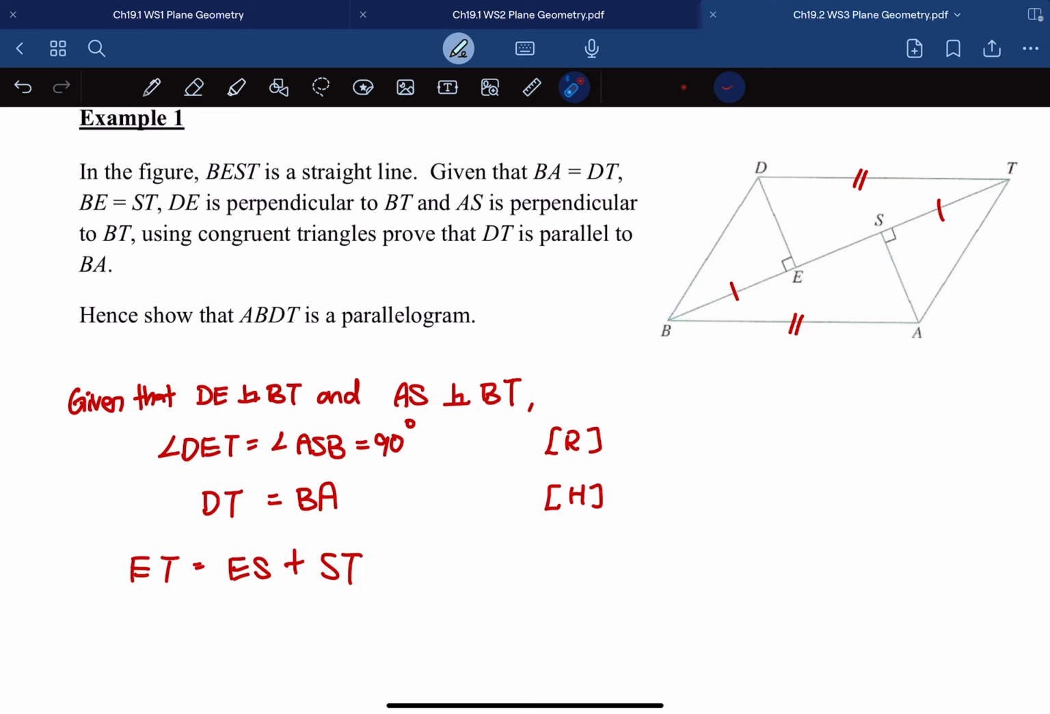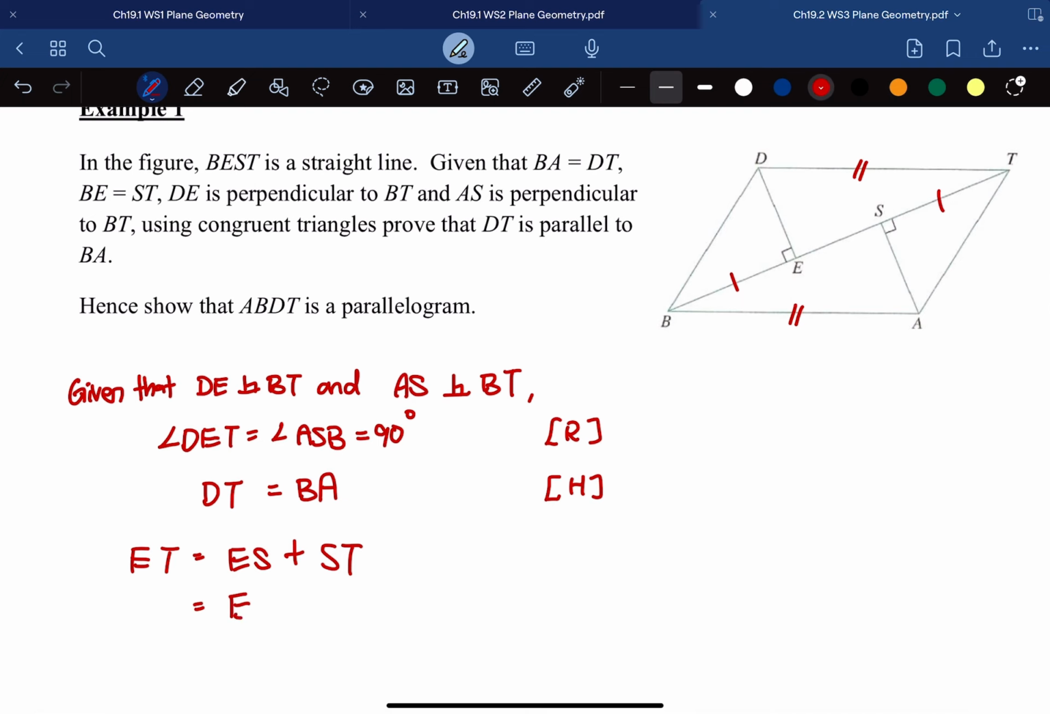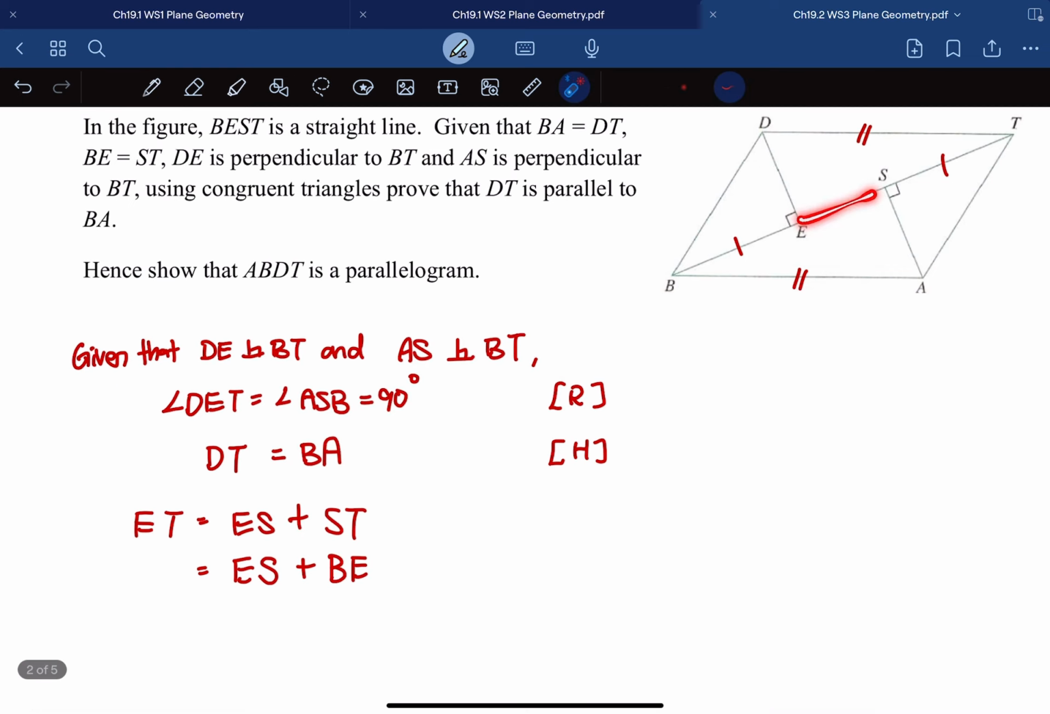Okay, and since I know that ST is the same as BE, ET equals ES plus ST, and since ST is equal to BE, this is ES plus BE as well. And this length here, ES plus BE, gives us the length of SB. So therefore, based on this property here, the length ET is the same as SB.